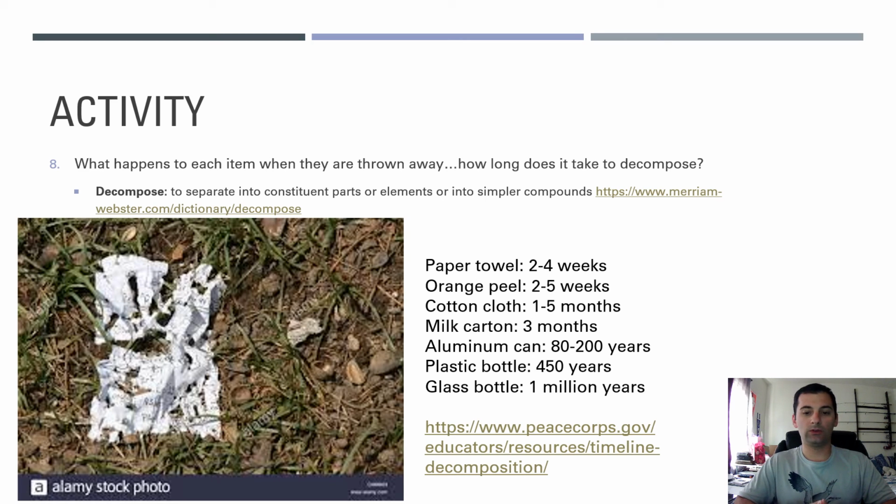So, according to a curriculum from the Peace Corps, I've listed out a number of different items and how long it takes for each of them to decompose. I've included paper towel, orange, cotton cloth, and a few others. Please keep in mind that in terms of the glass bottle, no one's lived for 1,000,000 years to verify if that's how long it indeed takes to decompose.